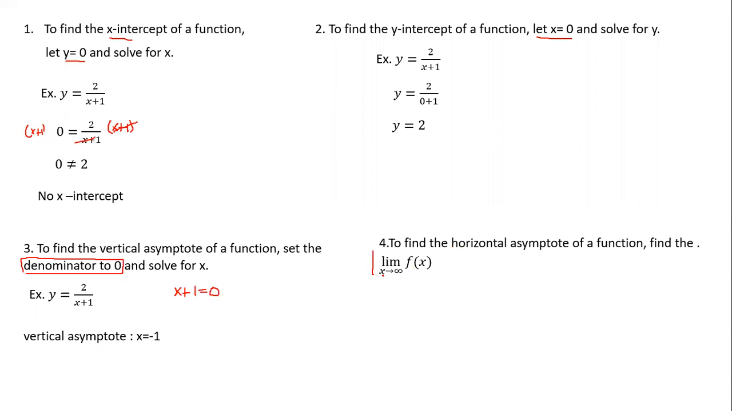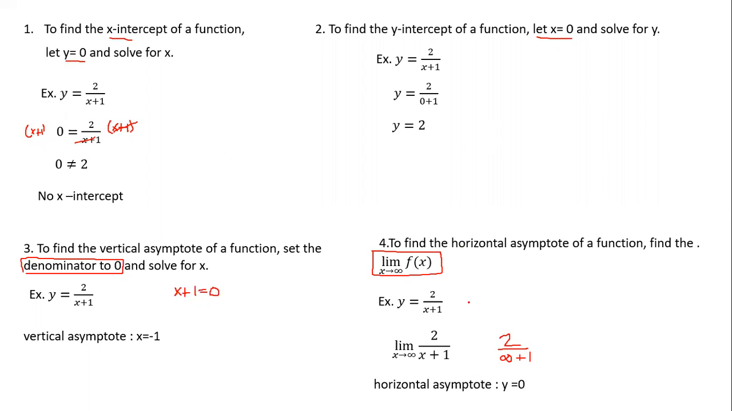Horizontal is the limit as x approaches infinity for the function. But this is our function. We'll calculate this limit. I'm getting 2 over infinity plus 1. That's really 2 over infinity. So 2 divided by an enormous number, that's 0. So all of this should be familiar.